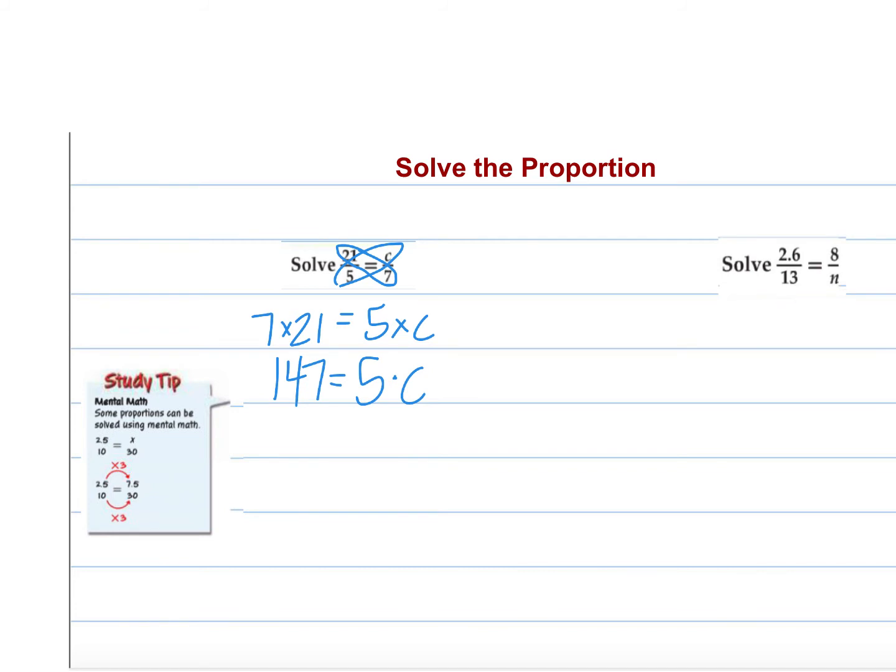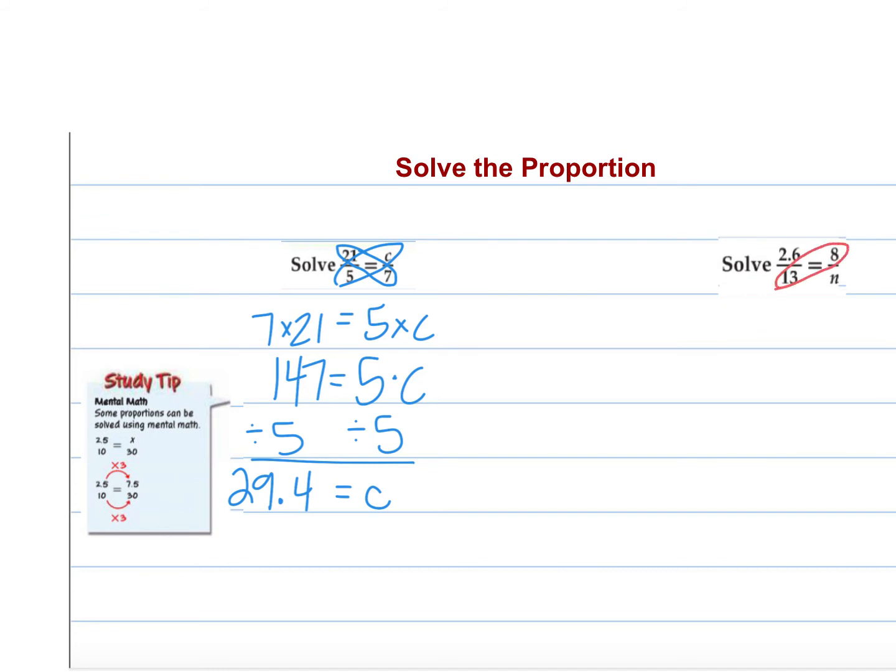Now, if we're taking 5 times C, in order to solve for C, we could do the opposite, or kind of undo it, and the opposite of multiplication is division. So I could divide that side by 5, and whatever I do to one side of my equation, I'm also going to do to the other side. So then we would have 147 divided by 5, which is 29 and 4/10. So multiply the 21 times 7 and then divide by the third number, the 5. So let's try that on this next one.